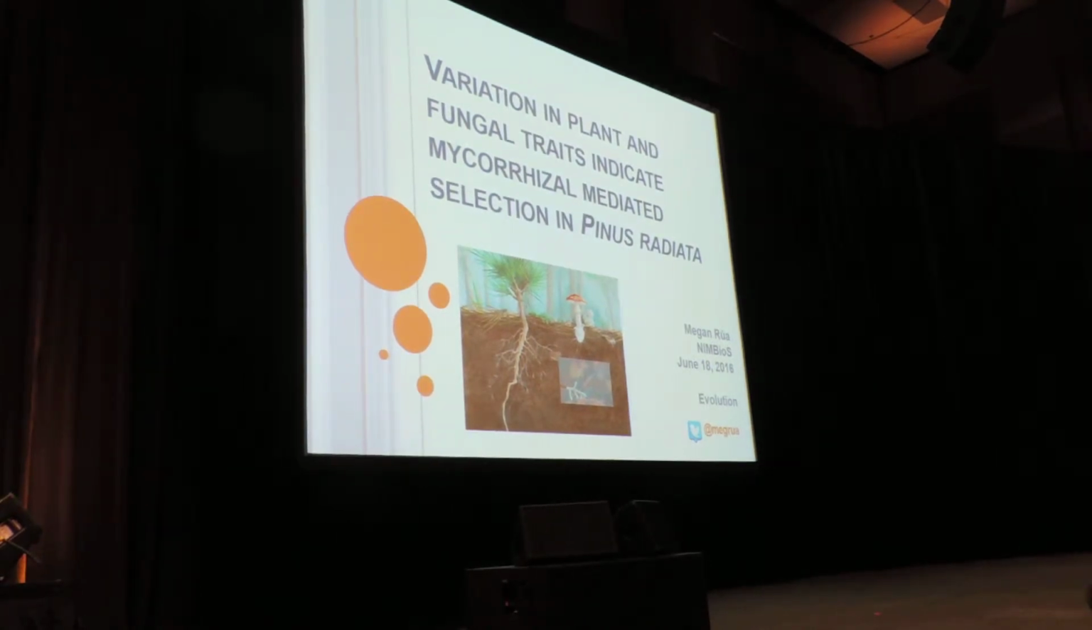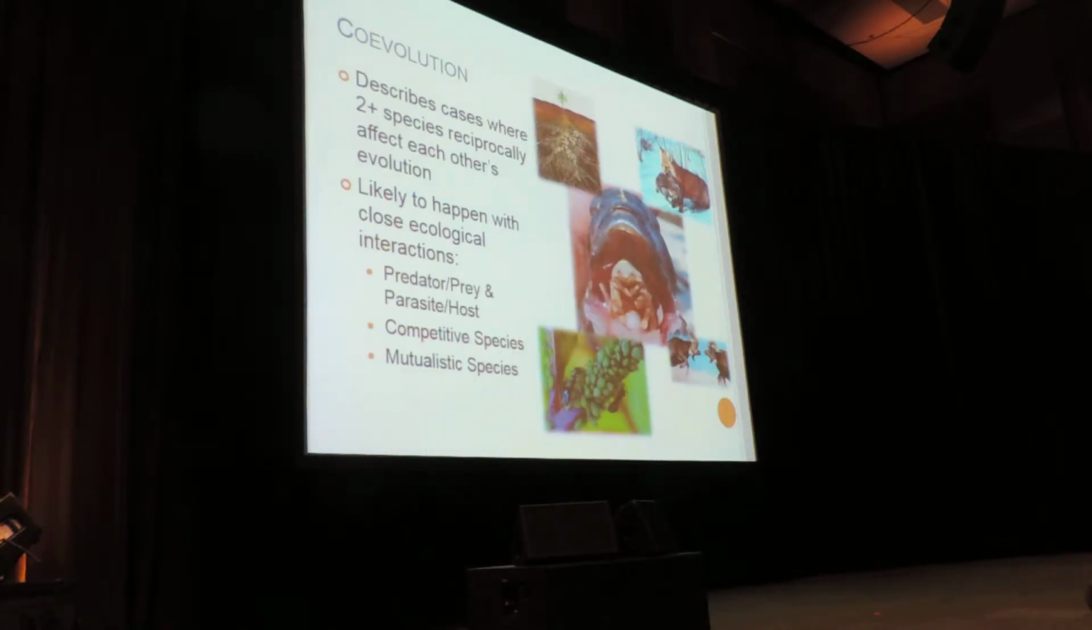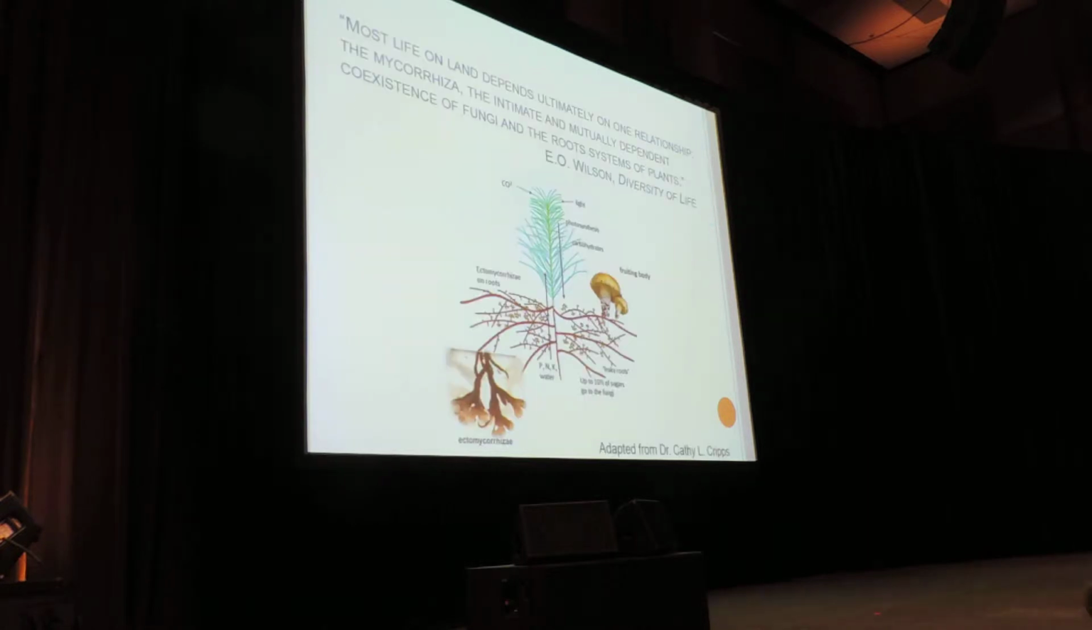So as you have been hearing a lot about today, I'm going to be talking to you about coevolution. Coevolution is one mechanism by which evolutionary processes can shape species interactions. Coevolution describes instances where two or more species reciprocally alter each other's evolutionary pathways. It's important to note that it's most likely to occur for species that are engaged in closely related processes.